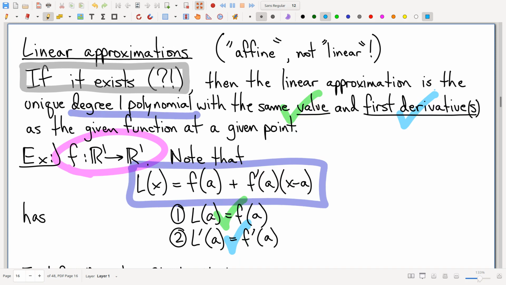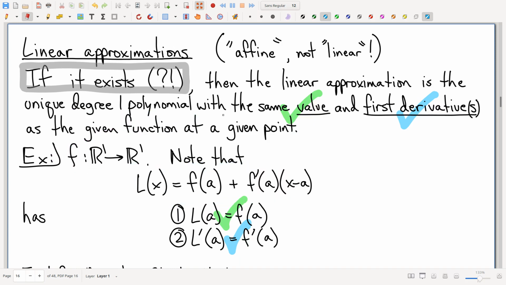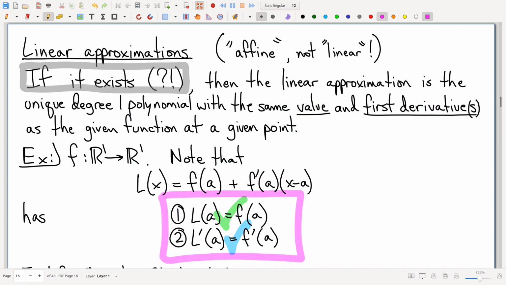Plausible? Okay. The main purpose of this little discussion, I know y'all already know the single variable calculus of it all, was to establish that this is how we're going to think about linear approximations. They're first degree polynomials that agree with the target function in value and in derivative.